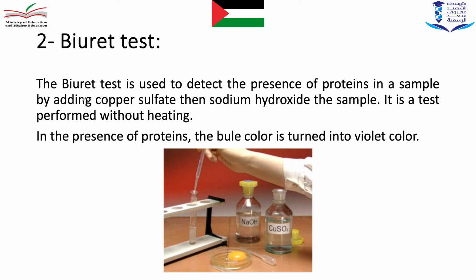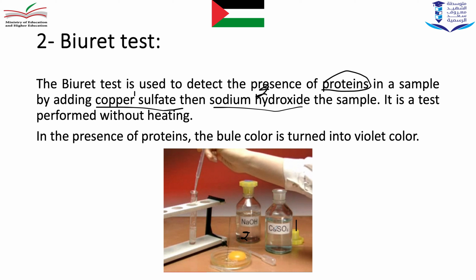Here the Biuret test. The Biuret test is a test used to check the presence of proteins in a sample, by adding what and what? Copper sulfate, then sodium hydroxide. So here in this test, we need to add two substances. You have to memorize them. We need to add copper sulfate then sodium hydroxide to a sample.